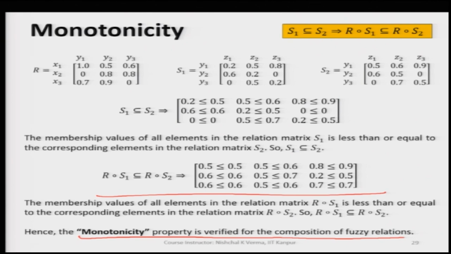In other words, we can say the monotonicity property holds good for fuzzy relations, especially with the condition that when S1 is a subset of S2 and when we take a composition, either max-min or max-product, like the composition of R and S1 and the composition of R and S2, then the composition of R and S1 is going to be a subset of the composition of R and S2.